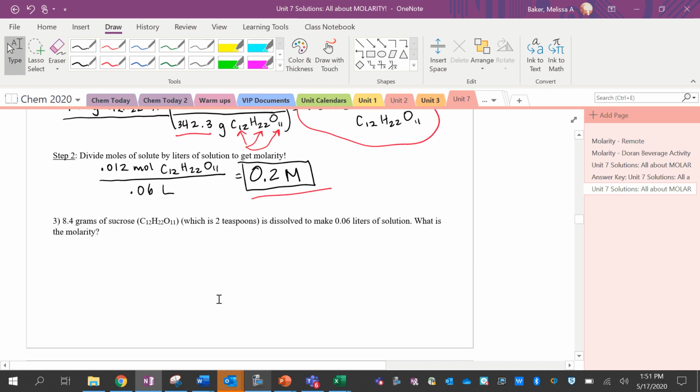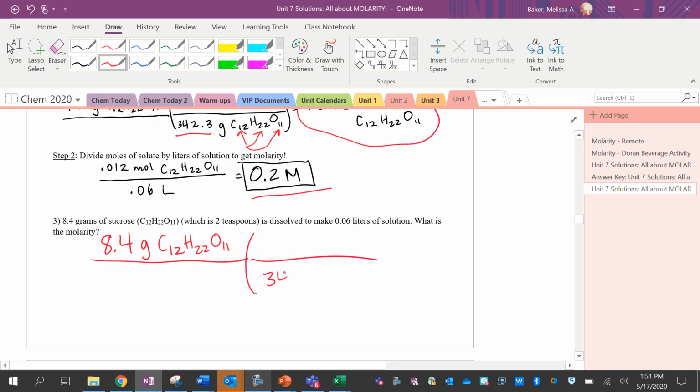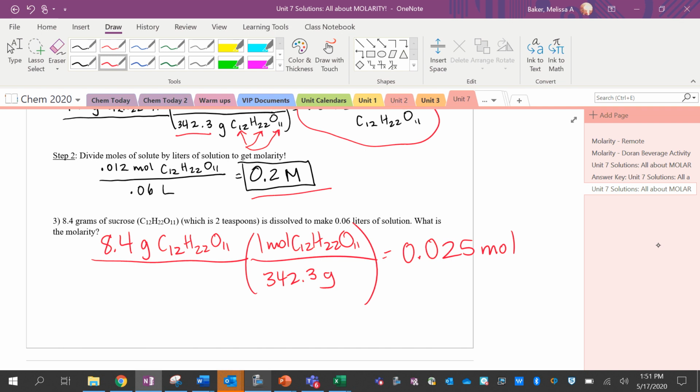So let's do another problem. This time it's 8.4 grams of sucrose, and we want to know the concentration. Once again, we've got to divide by 342.3 grams for every 1 mole of C12H22O11. I'm going to punch that into my calculator. That is 0.025 moles of sucrose. Then we take moles divided by liters and punch that into our calculator.